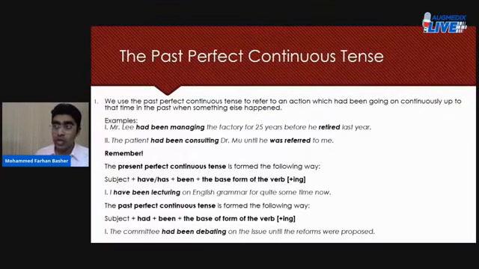Tomorrow, inshallah, we will discuss the future tenses, or the future tense forms, right?